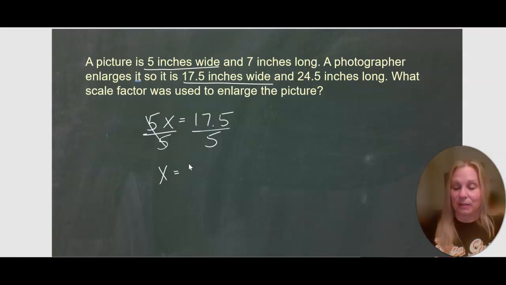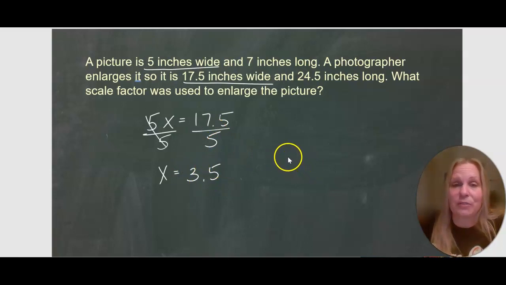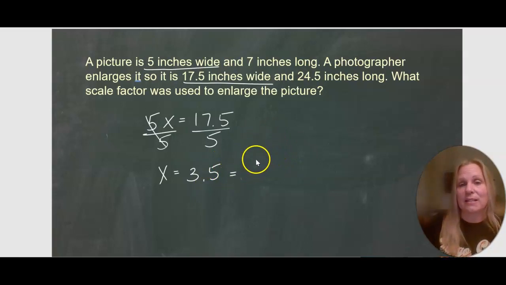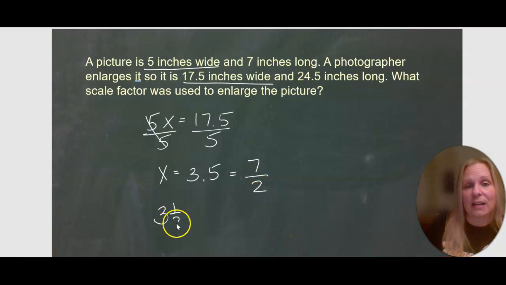17.5 divided by 5 is 3.5. So the scale factor was 3.5. Another way we could write the scale factor is as an improper fraction. We could write it as 7/2, or 7 halves, right? Because for 3.5, we do 2 times 3 plus 1, which is 7/2.